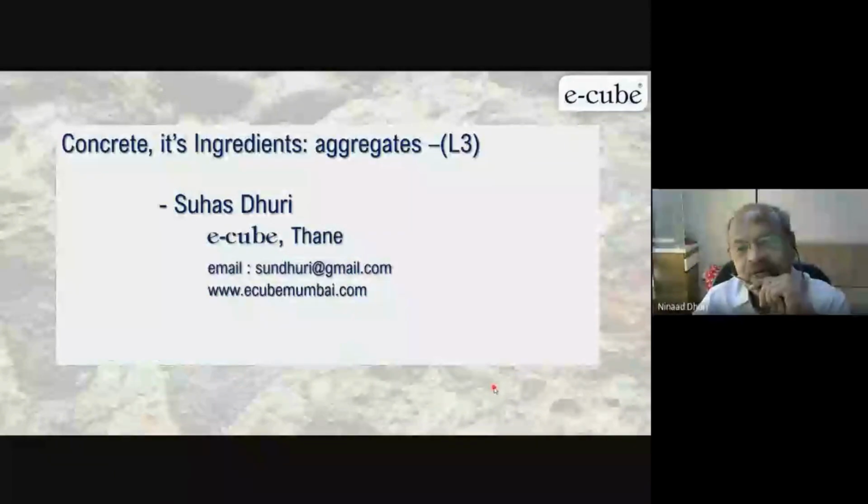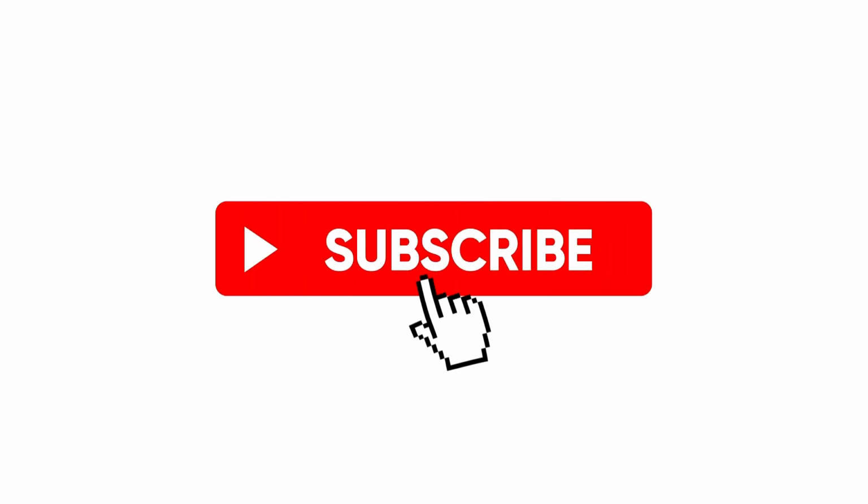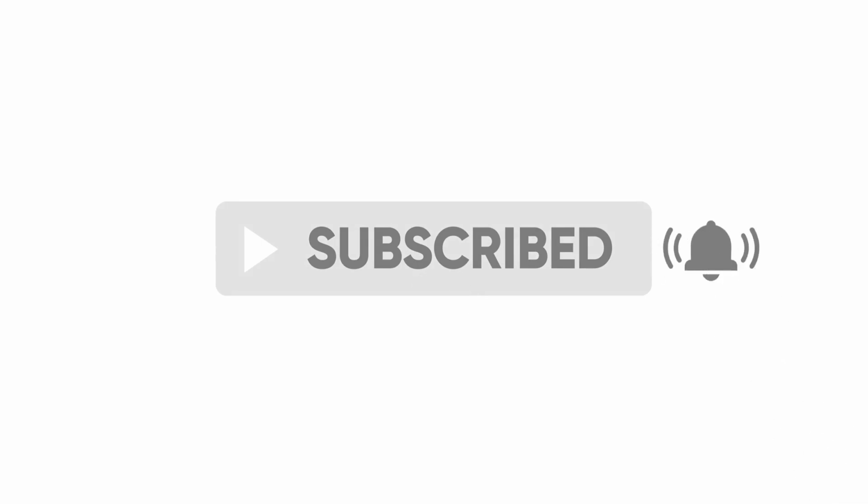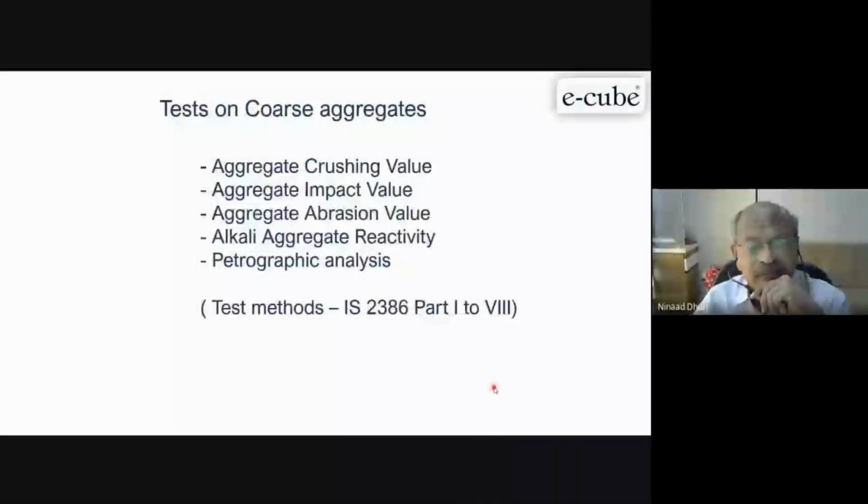About shape, we discussed in the last lecture. Now further testing we will discuss in this lecture. Flakiness index and elongation index, shape, and surface area, I think we discussed last time. Now we are taking the other properties of aggregate, and we are just covering coarse aggregate. Aggregate crushing value is one of the tests, showing how tough the aggregate is for the load, then aggregate impact value, then aggregate abrasion value.